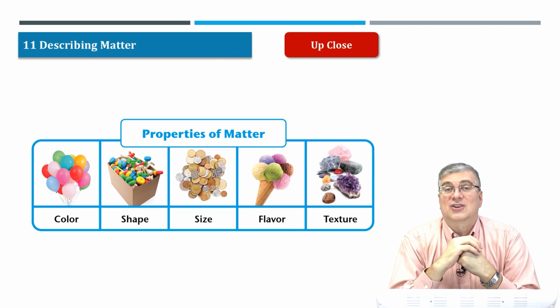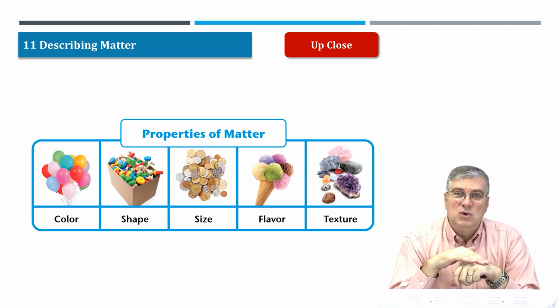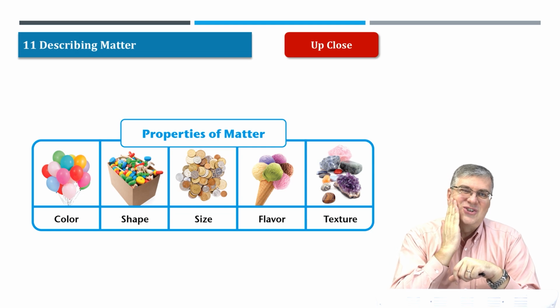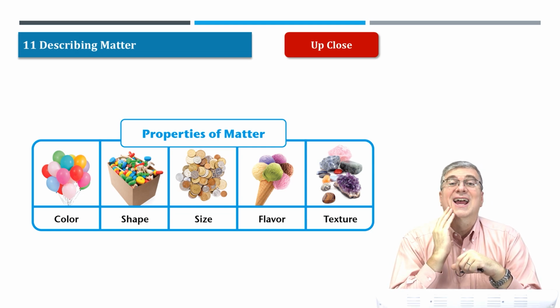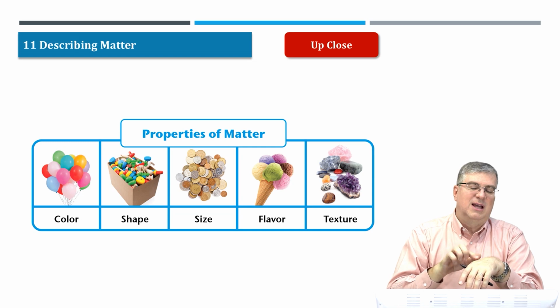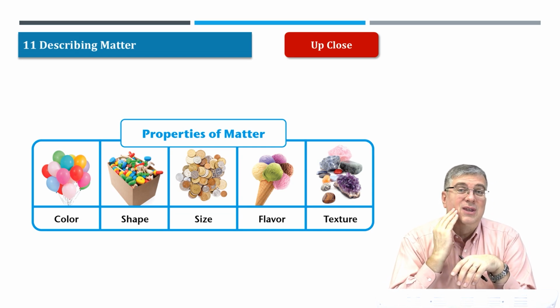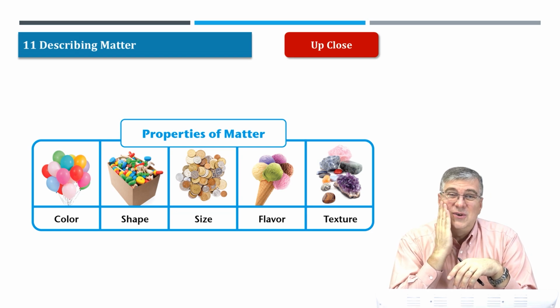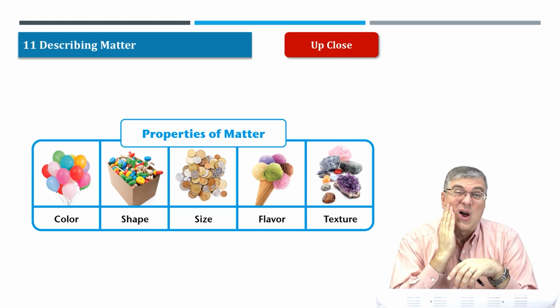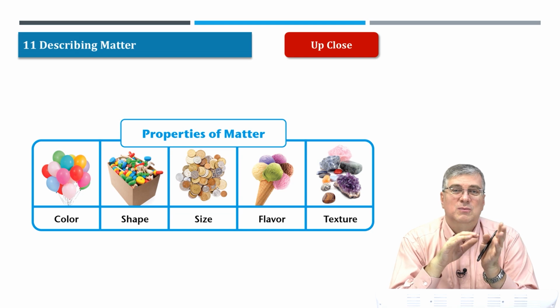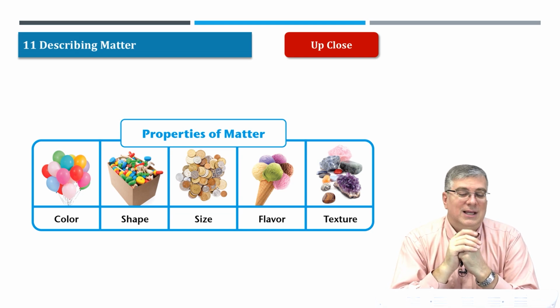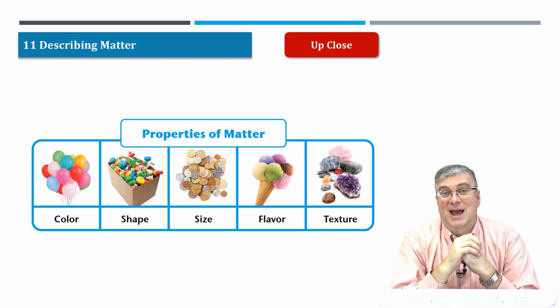Okay, anyway, texture. Texture is another property of matter. Is it smooth or is it rough, like when you haven't shaved for a while? What is the texture? Smooth like a baby. If you touch a baby's cheek, it's very smooth. If you touch my cheek after a few days of not shaving, it's very rough. So that's texture, smooth or rough. Those are different properties of matter.